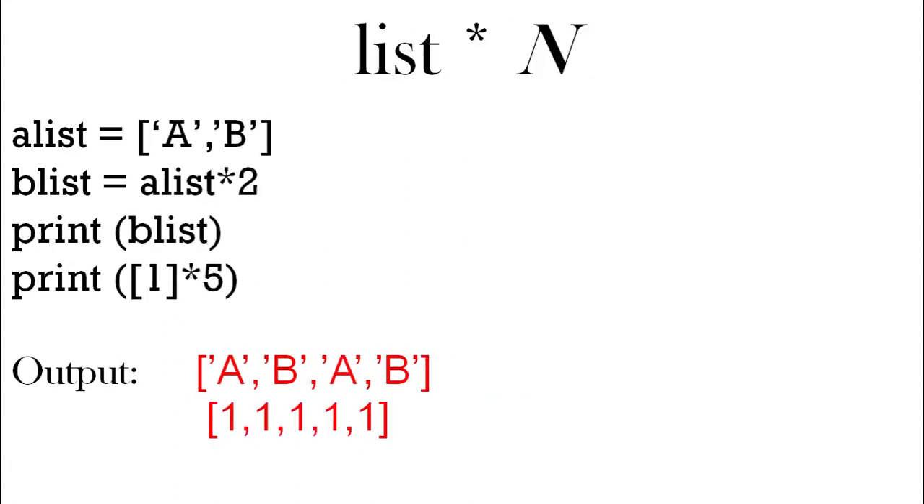Rather than adding, we can multiply. So here we've got A and B times 2, so we have AB, AB. And also we have a list of just a number 1. We multiply that by 5, and we have 1, 1, 1, 1, 1.